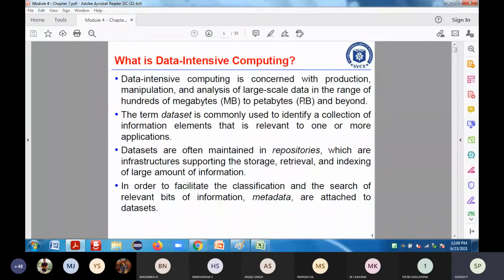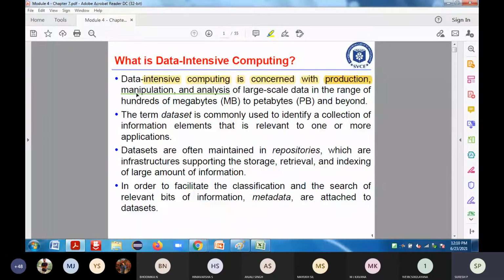analysis. So these are the three main words which you need to know. First is production, next is manipulation and analysis. So you're going to have these three words: production, manipulation, and analysis.